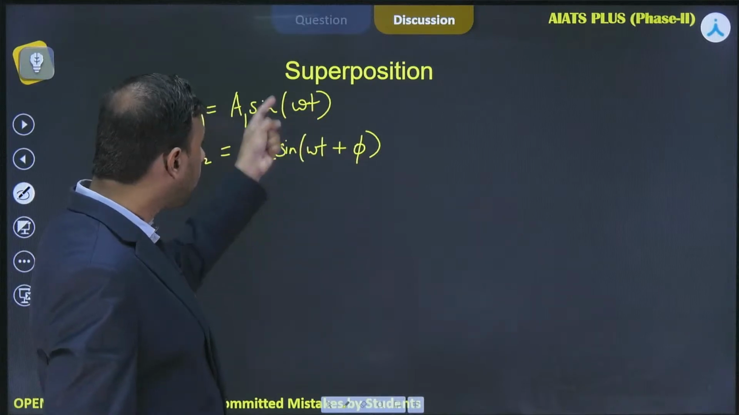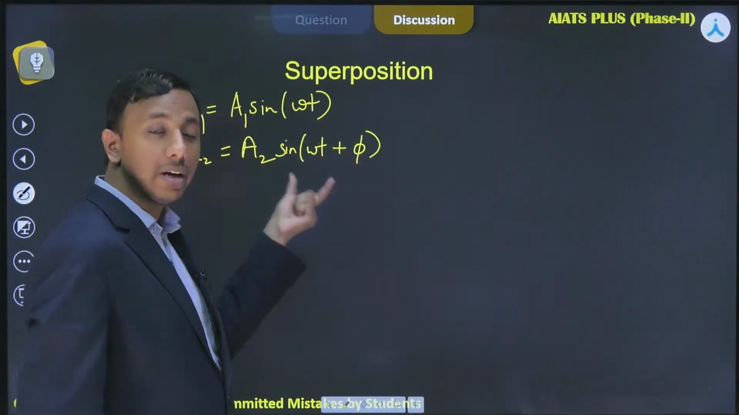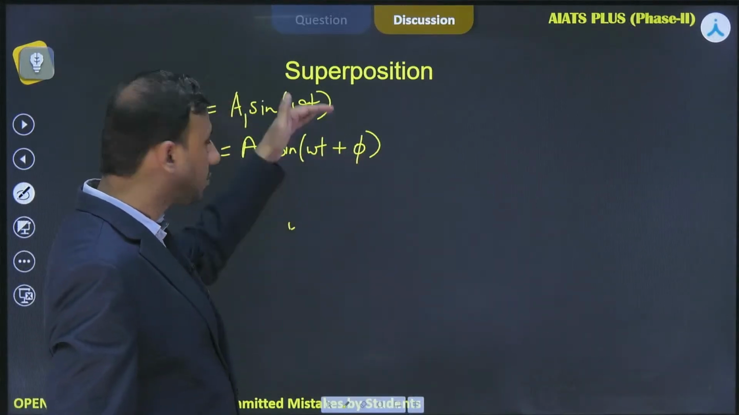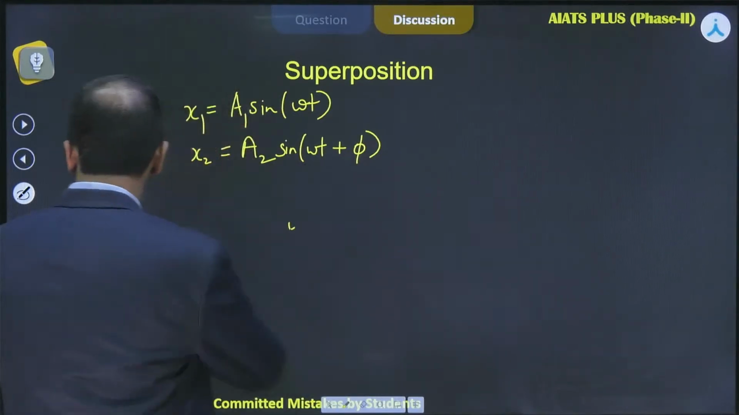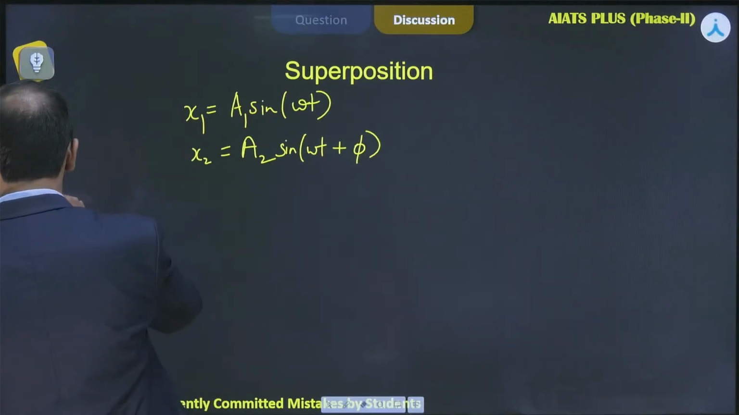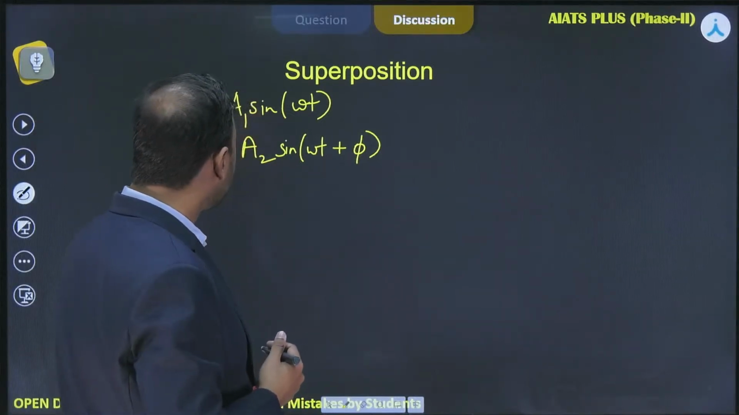What is the phase of this SHM? Omega t. What is the phase of this SHM? Omega t plus phi. So what will be the phase difference? Phase difference will be omega t plus phi minus omega t, which is phi only. So phi is the phase difference. Very well. So let's see what the question entails for this one.